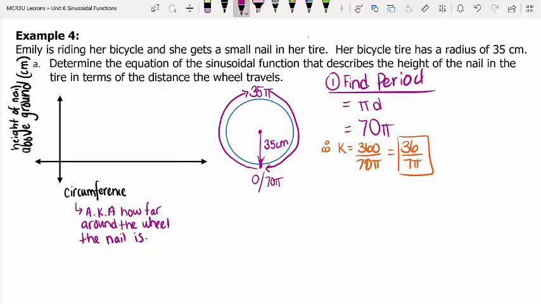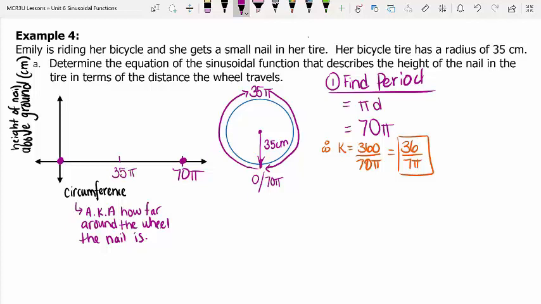So let's label our x-axis. We know that one full cycle is going to end at 70 pi. That's the circumference. And we know that the height of the nail at the very beginning of the cycle is going to be 0 because the nail starts on the ground. And then after one full rotation, it's going to end on the ground as well. So it's going to reach its maximum height halfway through the period at 35 pi.